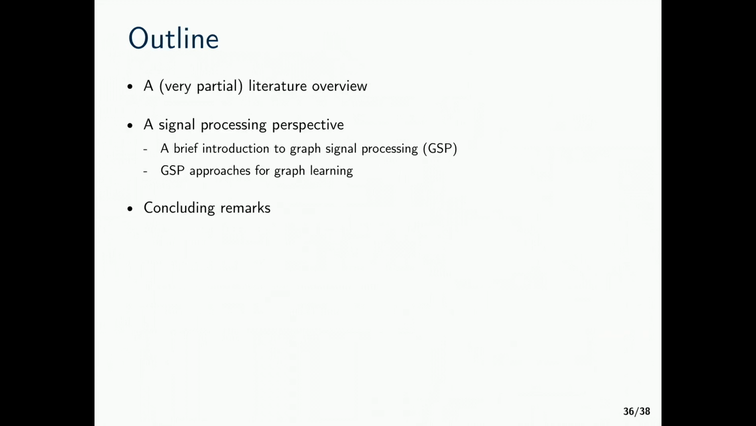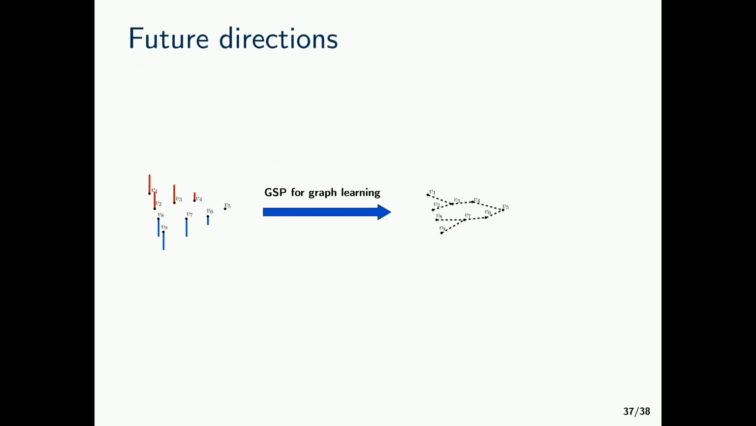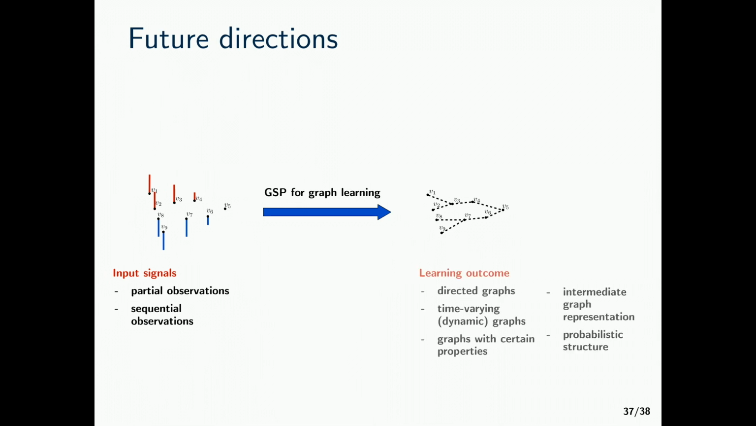Okay, so I think I will conclude soon. There are basically many open directions that I want to point out because it's still quite a young area. Obviously, we should think about the input that we have. Previously, I always assumed complete observations. But it's likely that you have partial observation or sequential observation, in which case you have to design an online algorithm. For the learning outcome, you may think about learning directed graphs or time-varying or dynamic graphs. Or you may think about learning graphs with certain properties, for example, a certain type of eigenvalue decomposition distribution.